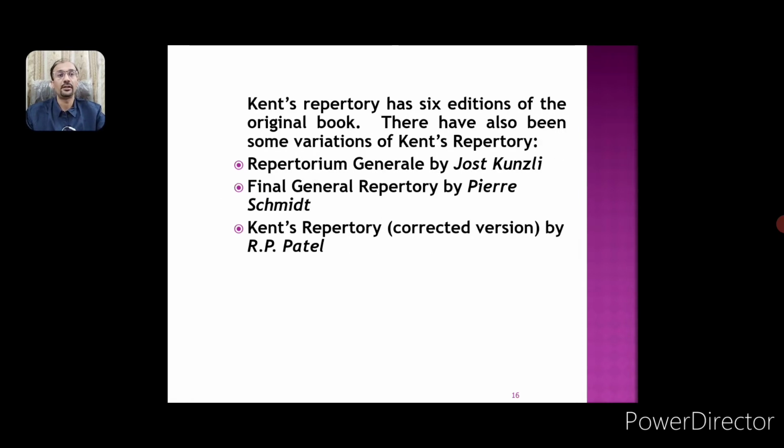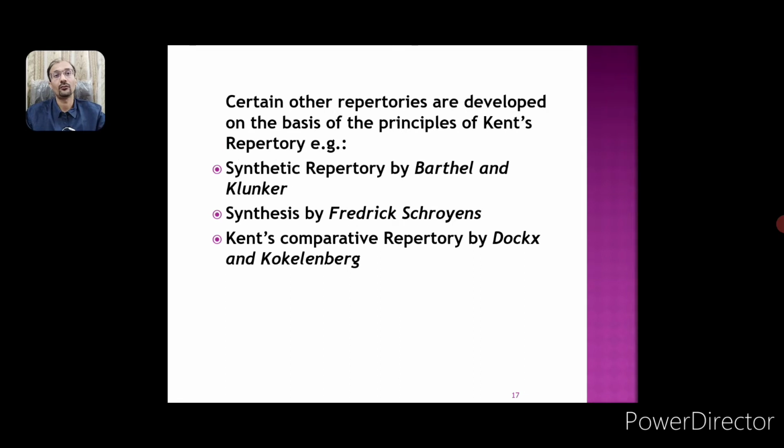Kent's Repertory has 6 editions of the original book. There have also been some variations of Dr. Kent's Repertory, like Repertorium Generale by Dr. Künzli, Final General Repertory by Pierre Schmidt, and Kent's Repertory corrected version by Dr. R.P. Patel. Certain other repertories were developed on the basis of the principles of Kent's Repertory: Synthetic Repertory, Synthesis Repertory, and Kent's Comparative Repertory by Dr. Dockx and Kokelenberg.